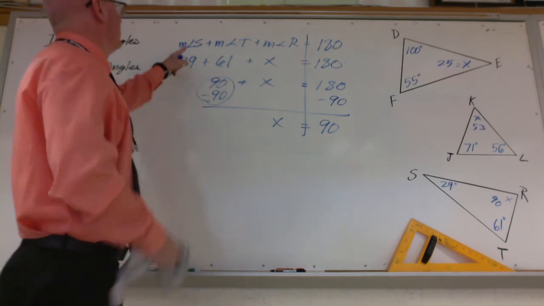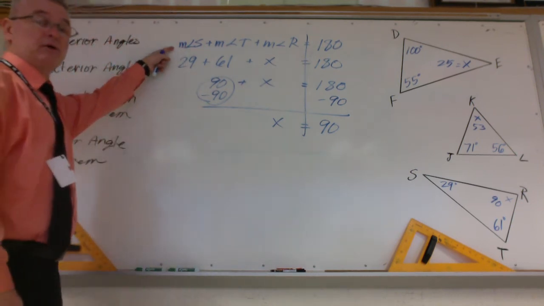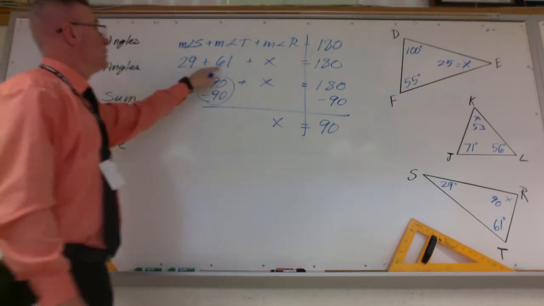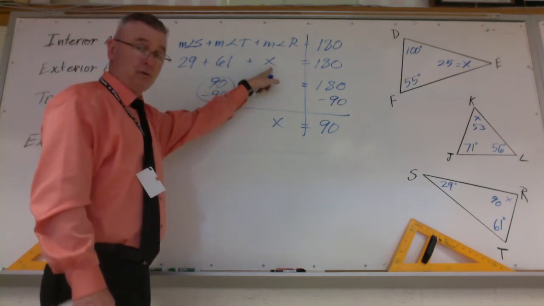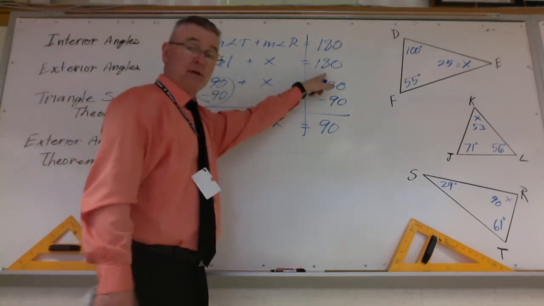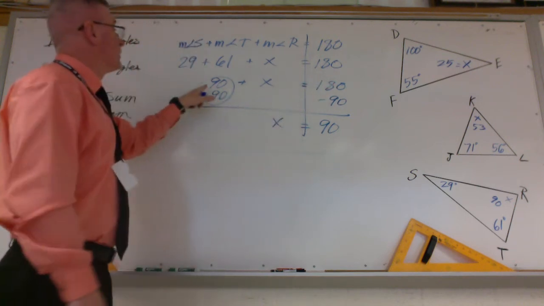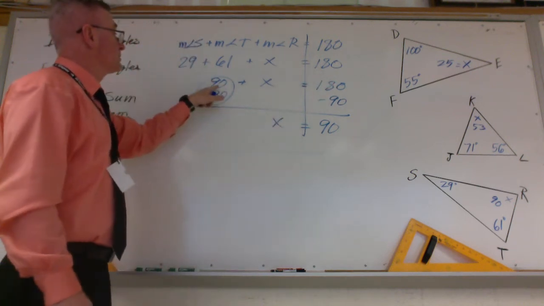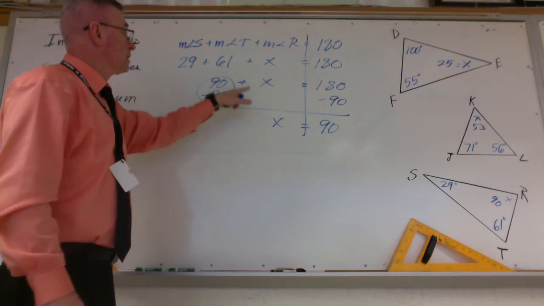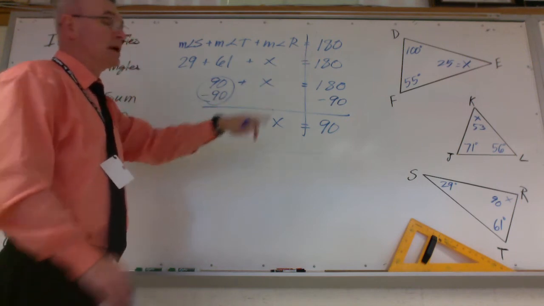Okay, again, I set up the facts with my equation. I substituted what I knew. I made a variable for the one that I didn't, and I set it equal to 180 because that's what the triangle sum theorem says. Then I combined my like terms, and then I made a 0 pair over here to get the X plus 0, and I solved the equation.